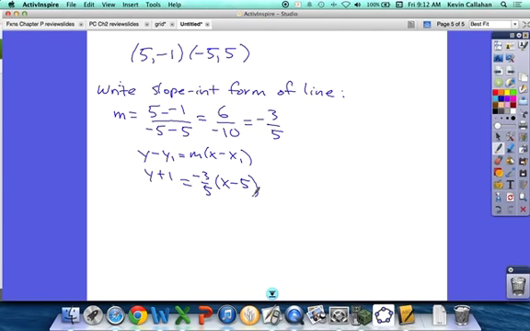Then you need to solve for y. So y plus 1 equals negative 3/5 x, and what's negative 3/5 times negative 5? Positive 3. The 5's cancel, and negative times negative makes positive. Okay, then what? Subtract 1. Y equals negative 3/5 x plus 2.